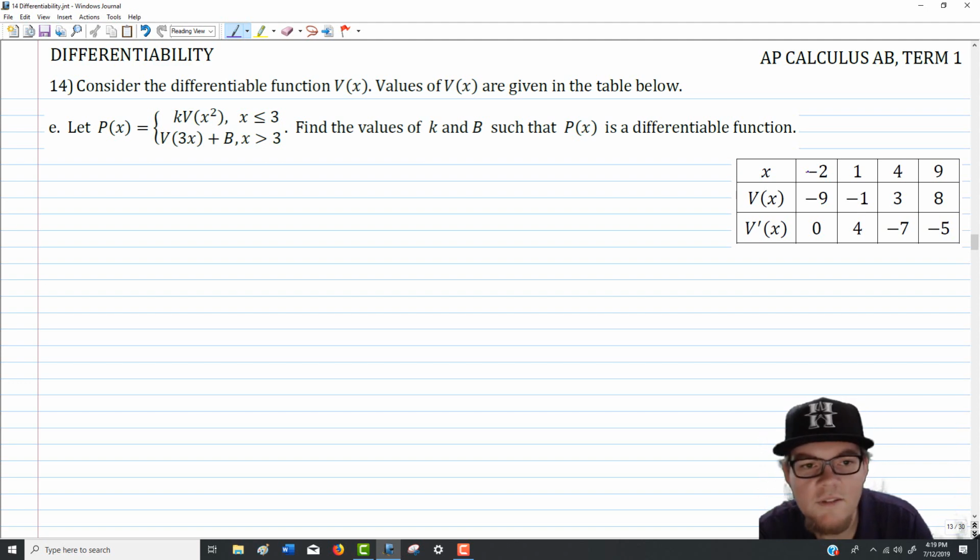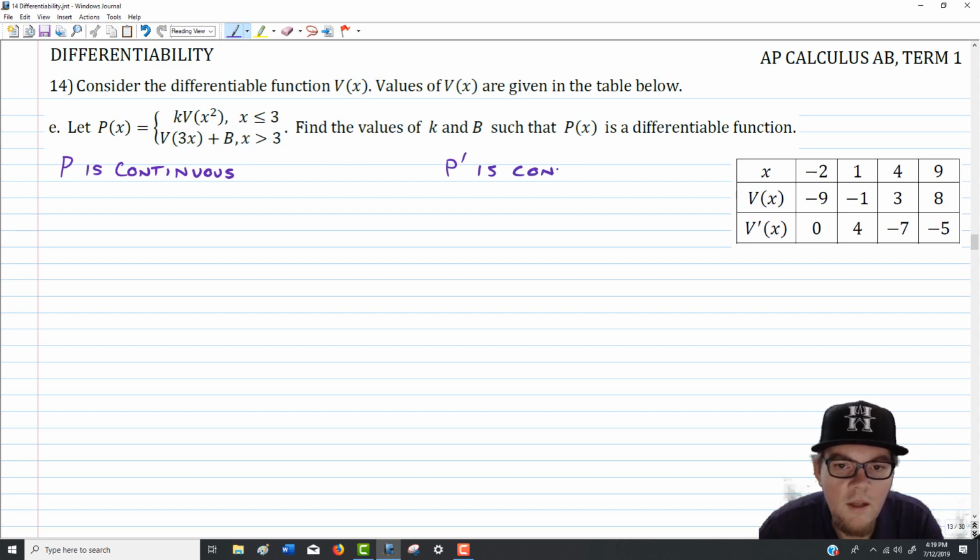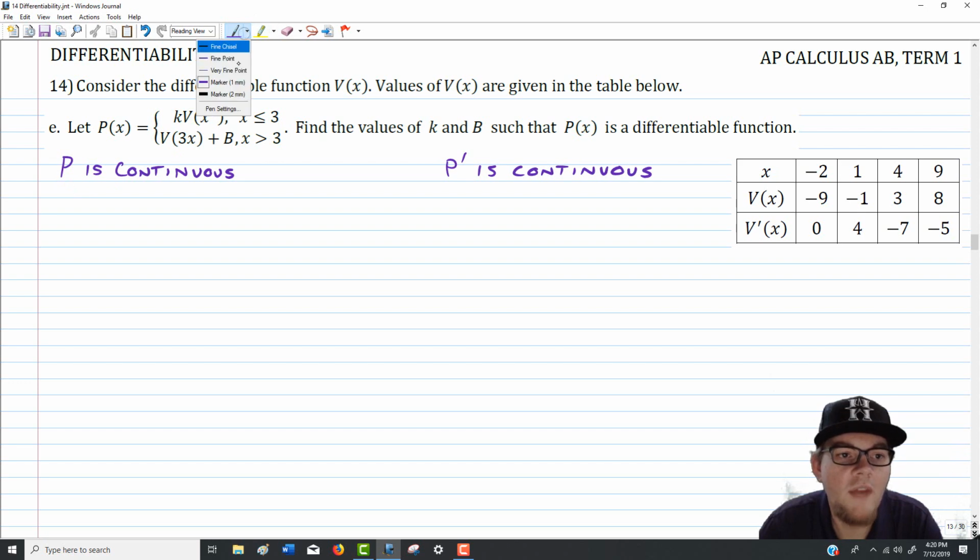So, heck yes, we've got another differentiable function manufacturing kind of problem. We're going to try to make these values work out just right, and we even have a really good approach for this. What we're looking for in this case are two things. We want to make sure first that p is continuous, and we want to make sure second that p prime is continuous. And our hope is, in this case, we'll end up with a system of equations from these two that will allow us to solve for the values of k and b.